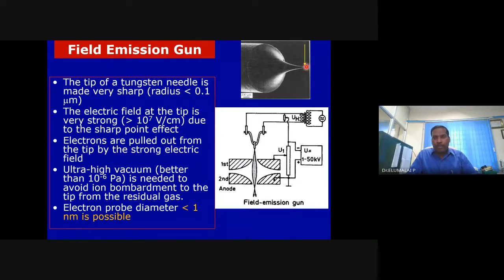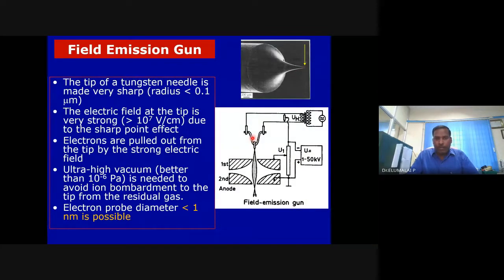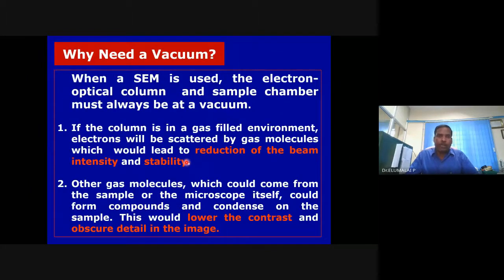And if you manipulate this, there is another microscope, AFM, atomic force microscope. We will be studying that. You need to have a very high vacuum. Either field emission or thermionic emission, you will be able to generate electrons. You need to have a high vacuum.